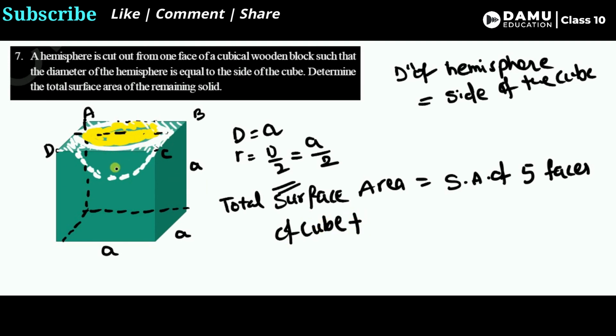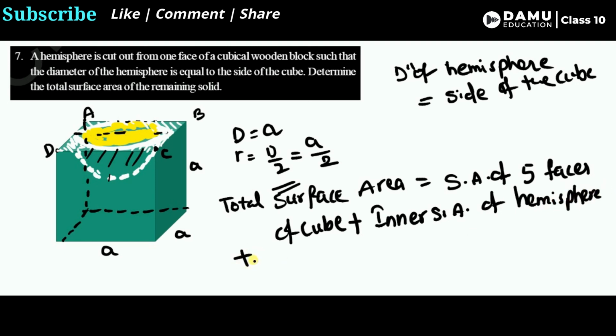plus the inner surface area of the hemisphere. The inner surface, it will be like a bowl, so that surface we need to take. So inner surface area of the hemisphere. Then the next one: we need to subtract from the top face of the cube the circle surface. We take the surface area of face ABCD, so ABCD minus the circle area.